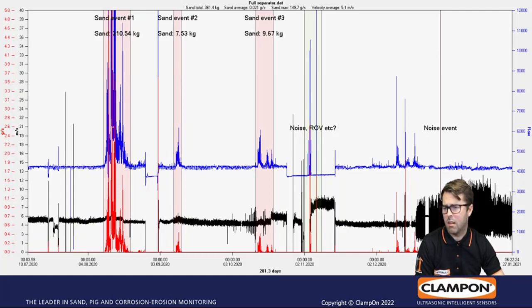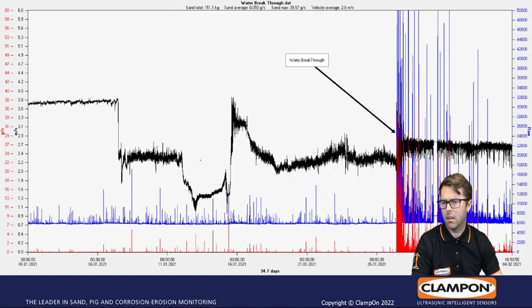And the system itself gave an alarm here. You got an event here, and then a new one here, and I couldn't understand what happened. But as you see here, we measured it to be almost 400 kilos. But when they opened the separator, it was almost filled up. So here we have underestimated the amount of sand. So you should be aware of all parameters when looking into the sand data.